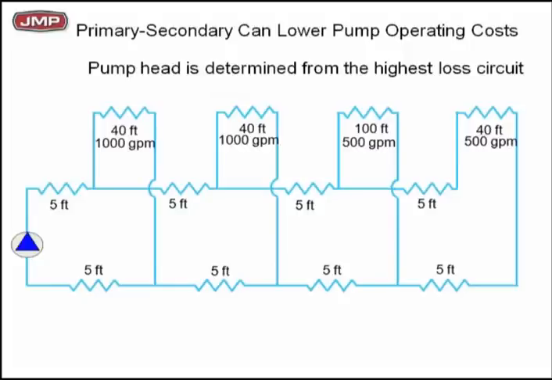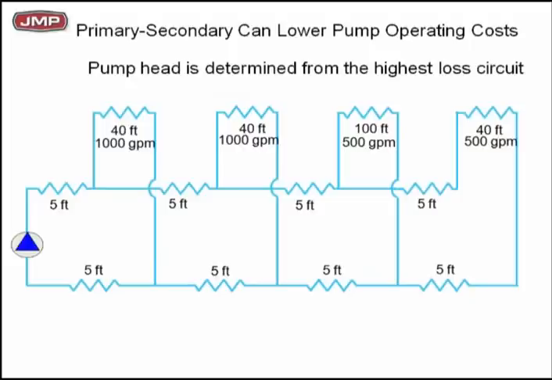1,000 GPM, 40 feet. One circuit, 1,000 GPM, 40 feet. The second circuit, but circuit number 3 jumps to 100 feet ahead. Not 40, 100. The flow rate's only 500 GPM, but it's 100 feet ahead. The last circuit out is back to 40 again.